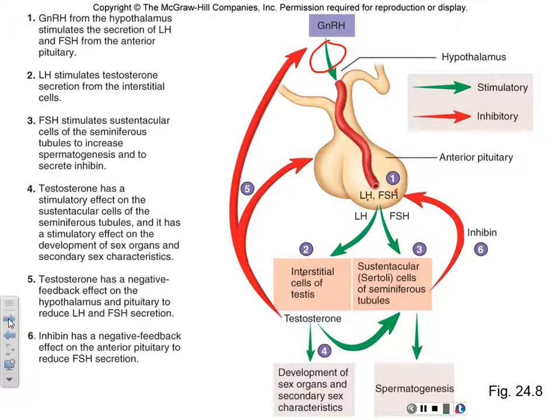And then number 5, the testosterone, once you've had enough, in a negative feedback fashion will inhibit the anterior pituitary and the hypothalamus.